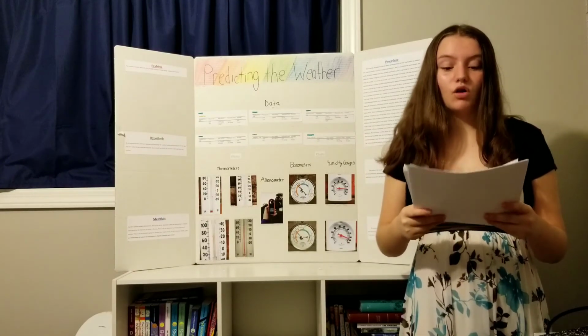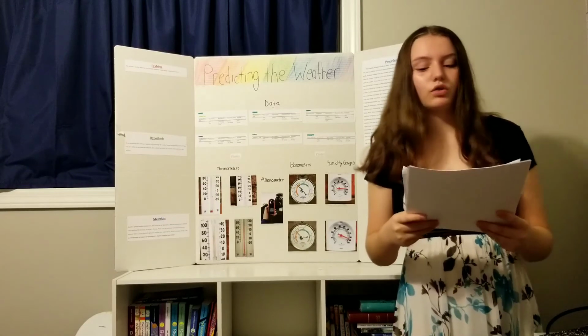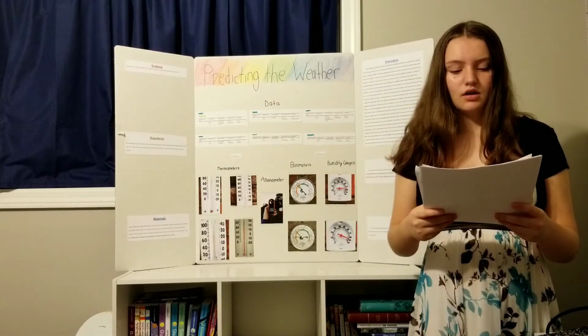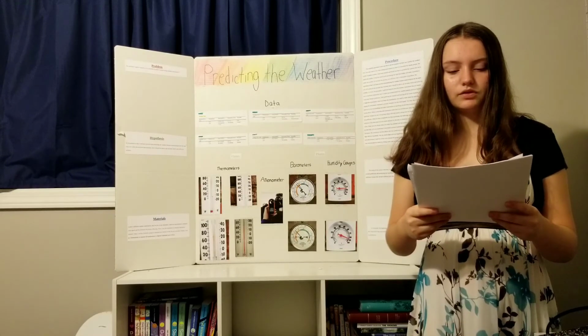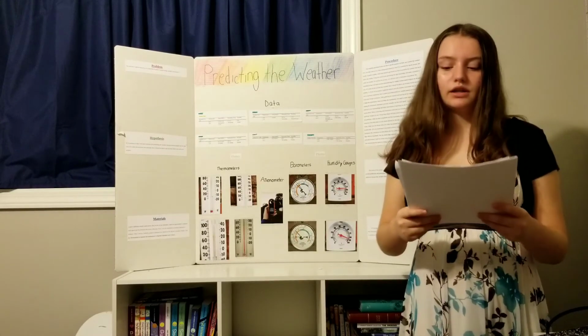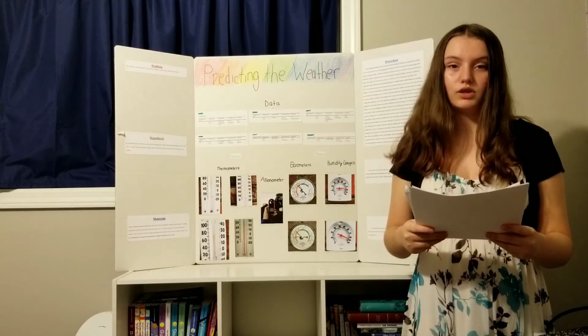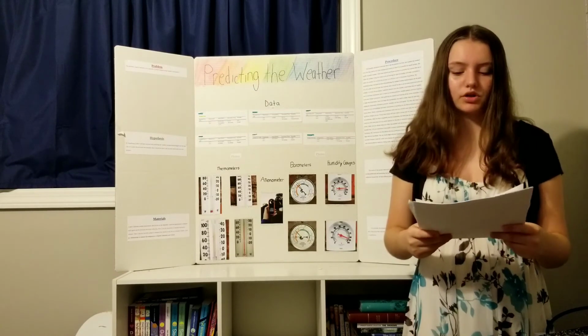If the pressure is normal at 29.2 to 29.4 inches or 740 mmHg, you will see sunny and even clear skies. This is due to the average and normal temperature.